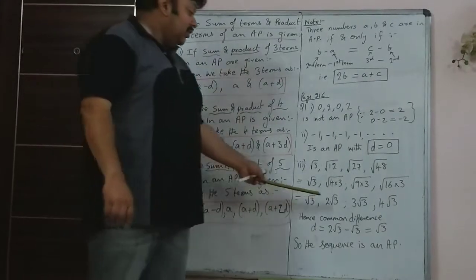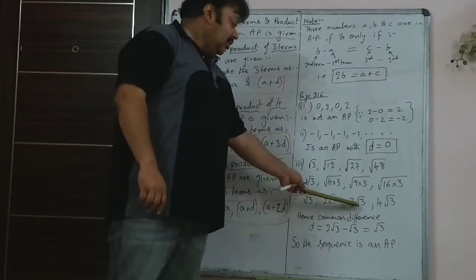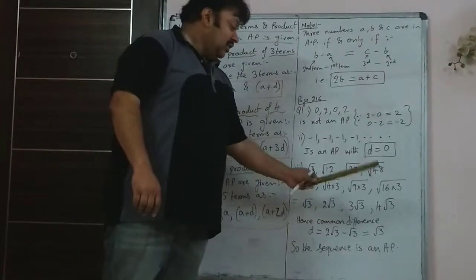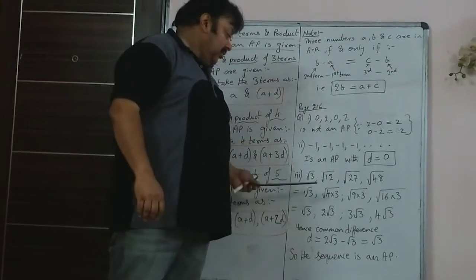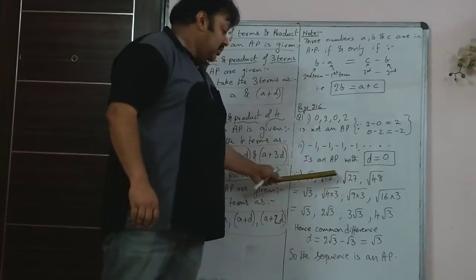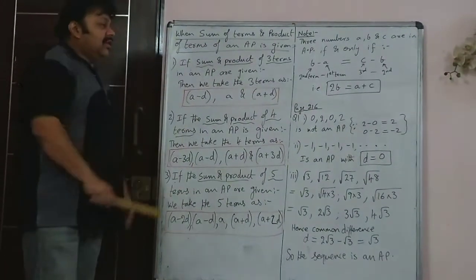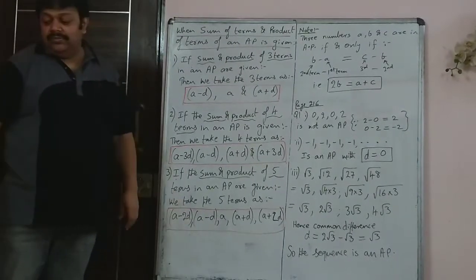So there is a common difference. 2 root 3 minus 1 root 3 is root 3. 3 root 3 minus 2 root 3 is also root 3. So the difference is root 3, that is common throughout. So this particular sequence is an AP. So please note all this down in your notebooks. We will continue with the next sum.